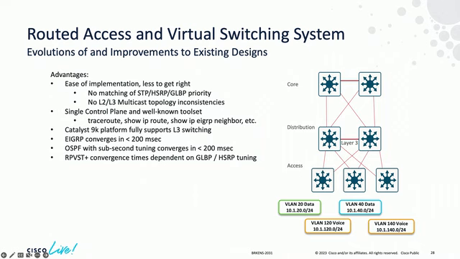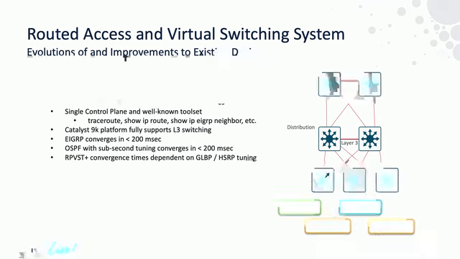We are eliminating first hop redundancy protocols. But the most important thing with this type of design is that we are drastically reducing the overall convergence. The best we can get with layer 2 and spanning tree is around 800 milliseconds. The best we can get with routed access is 200 milliseconds, with some sort of tuning, maybe with additional BFD configuration.